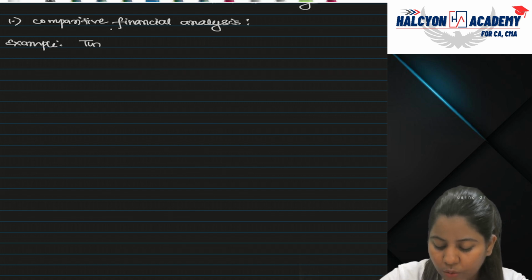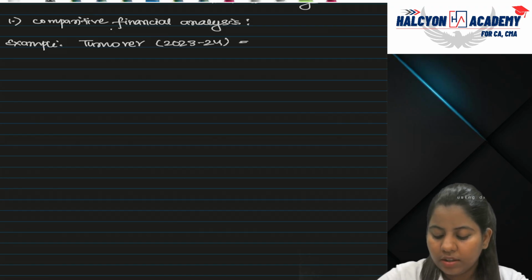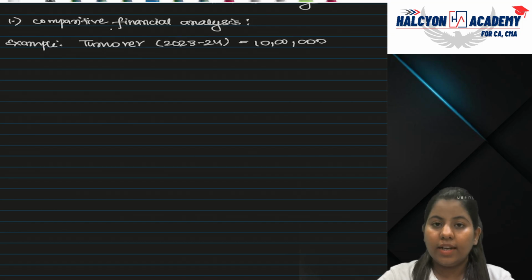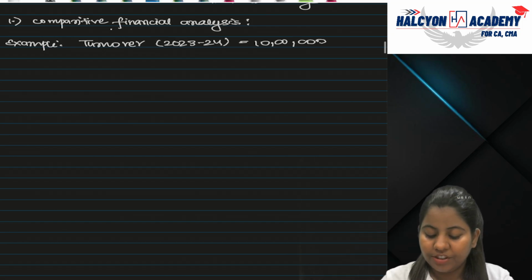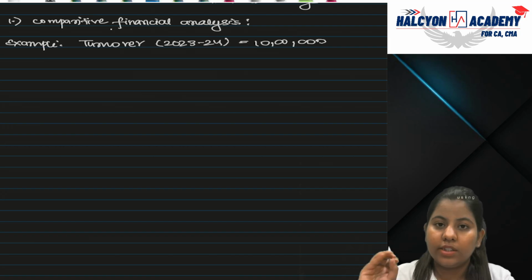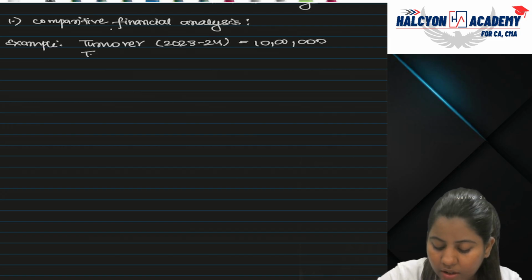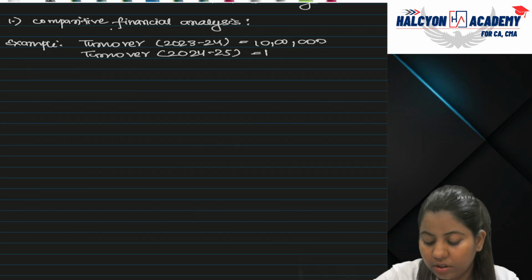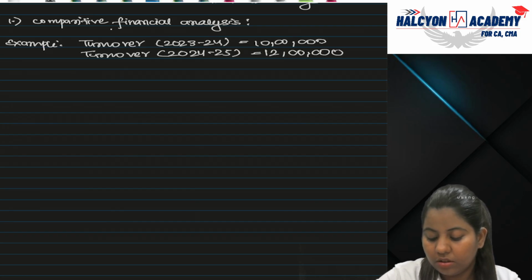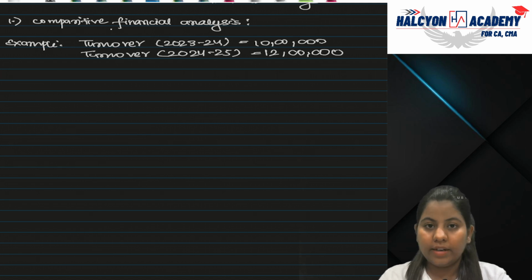Suppose the turnover for the year 2023-24 was 10 lakh rupees. And the turnover for 2024-25 is 12 lakh rupees in the current year. Okay.